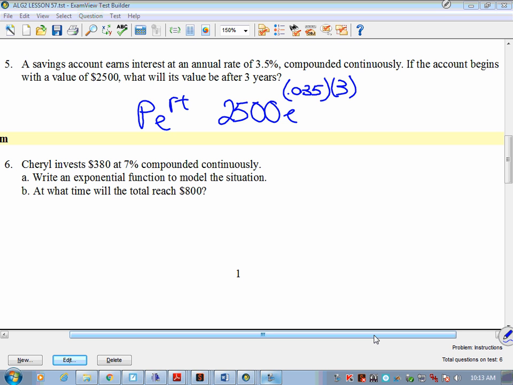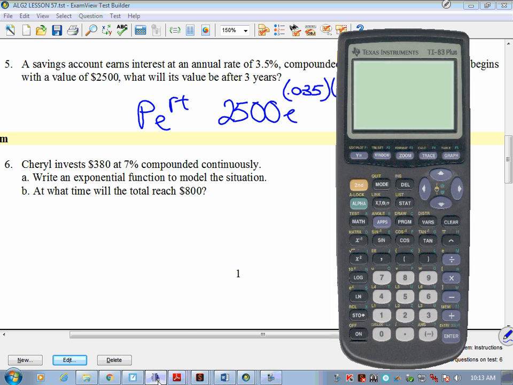Okay, the rest of this is just plugged into the calculator. So all I really need to do, let's clear that out. We got 2,500. We're going to hit second natural log so that we're getting 0.035 times 3 when it's compounded continuously. At the end of those 3 years, I have $2,776.78 because we want to round it to the nearest cent. That's what you want right there.